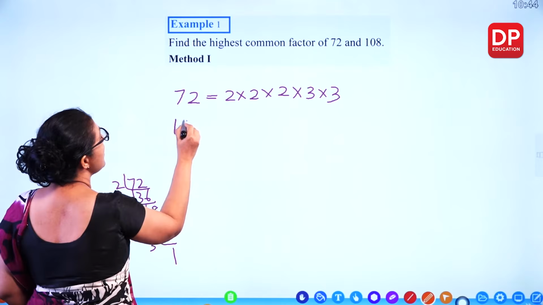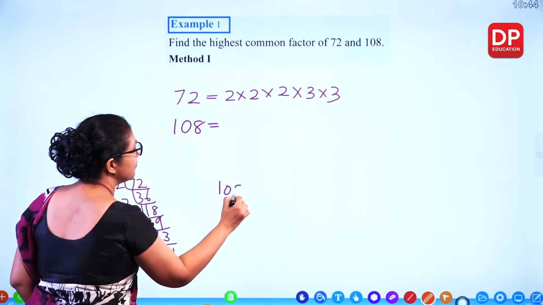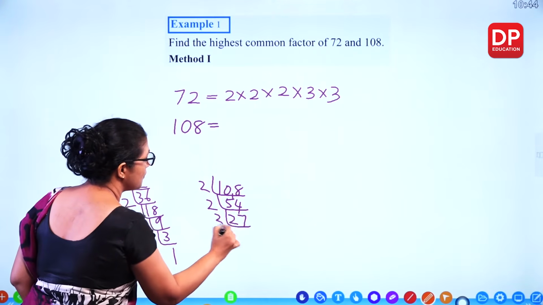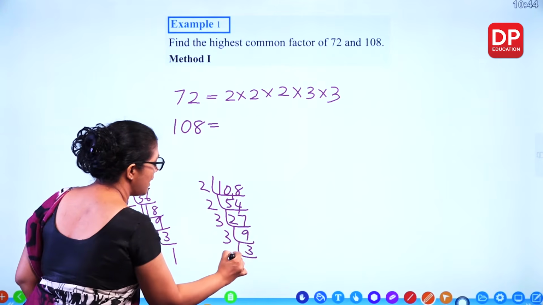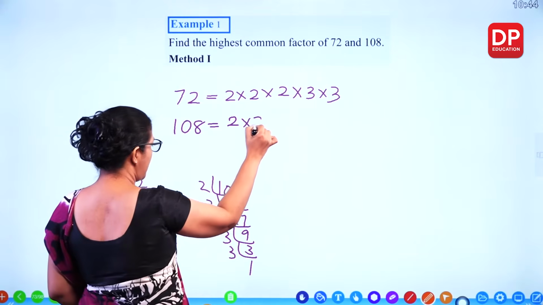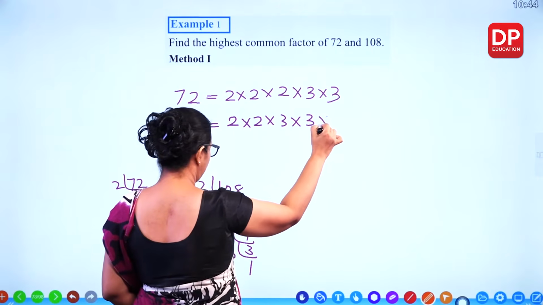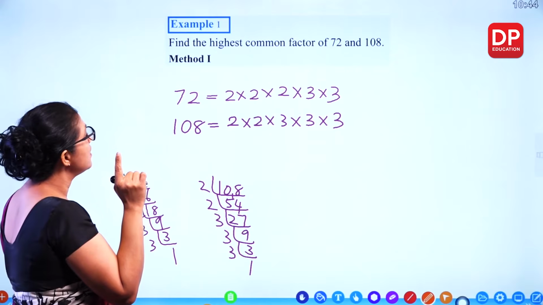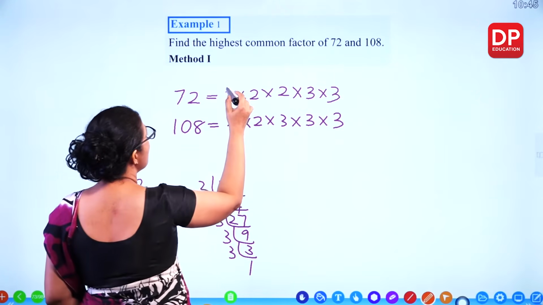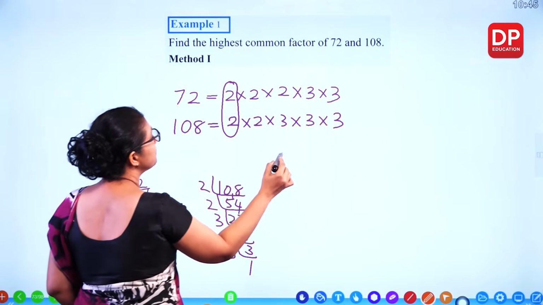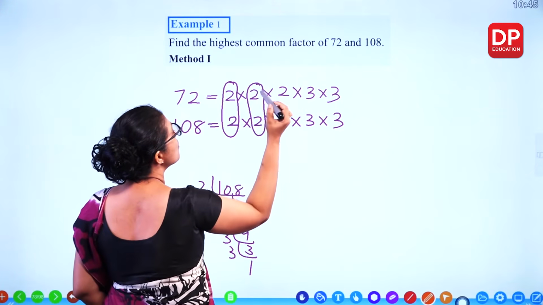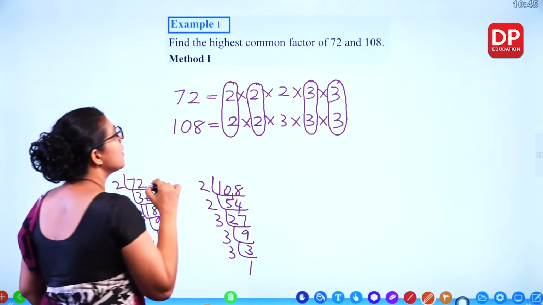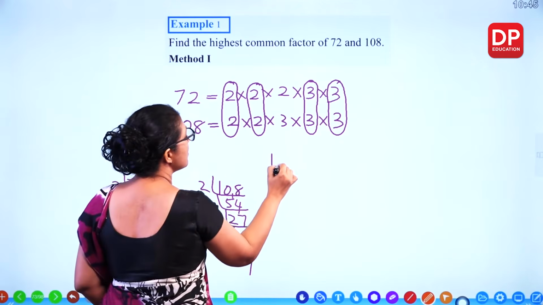What are the factors of 108? You can divide and see. 9, 3, 3 again. So I can write 2 twice, 3 thrice. What's the highest common factor? So for the highest common factor, you can take the common ones out. 1, 2 and 3 here. Another 3.